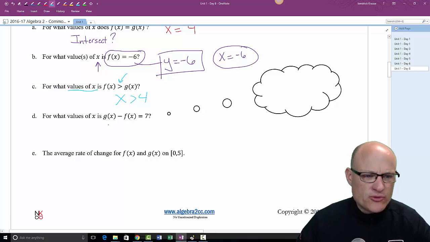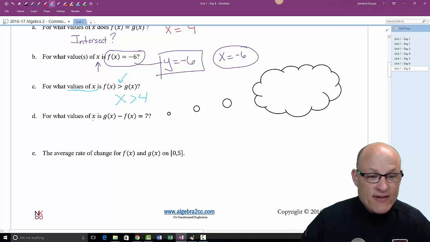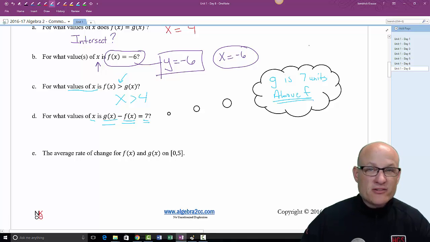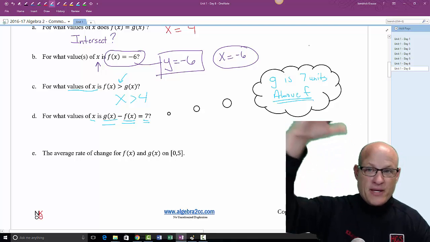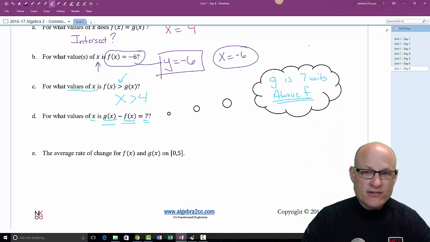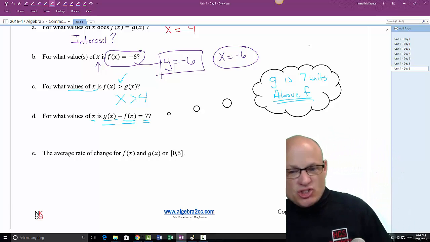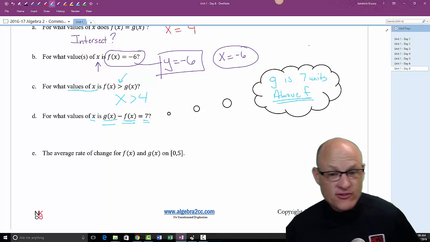This one always seems to confuse kids. For what values of x is g of x minus f of x equal to positive 7? What we're looking for is when g is 7 units above f. Why above? Because if it's above, it's greater than. If I take a big thing and I subtract a small thing, I get something that's positive. If I take a small thing and I subtract a big thing, I get something that's negative. So I need to know when g is above f, 7 units above.